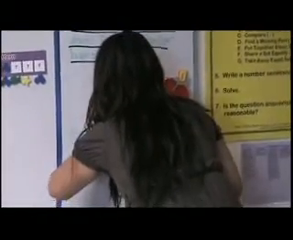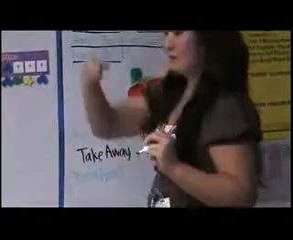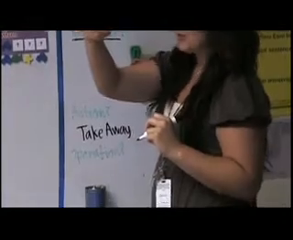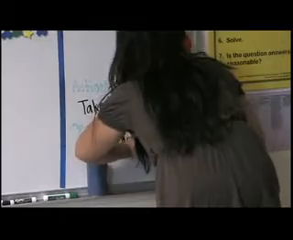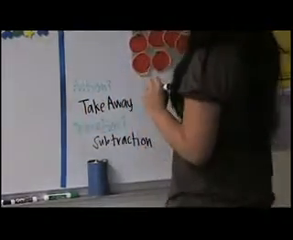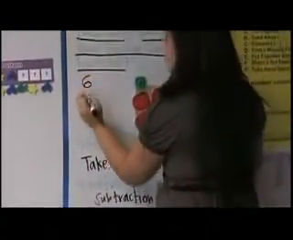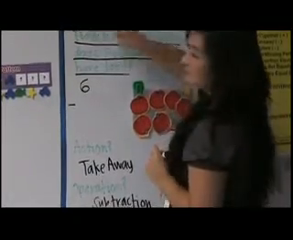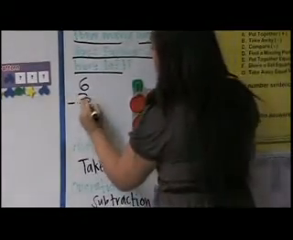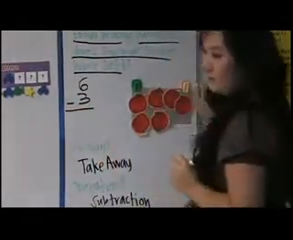Action. Take away. Subtraction. All right, we're going to write our problem. So tell me again, how many pumpkins did Farmer Carter have? 6. And this is subtraction, so we're going to do minus. How many did he give away? 3. And I need to write my equal sign, right?